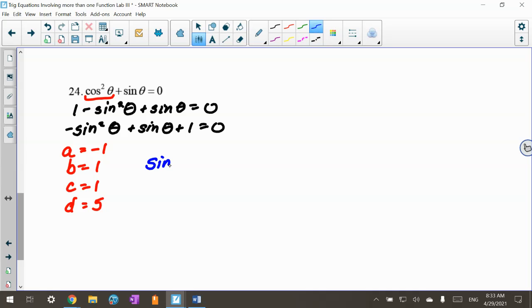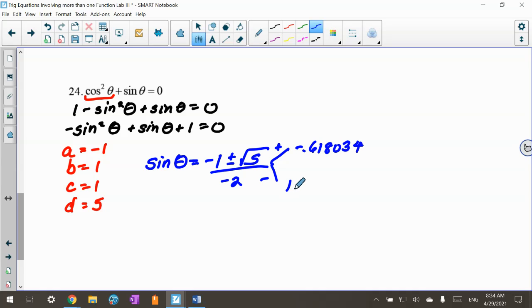So I'm going to do sine theta equals negative B plus or minus radical 5 all over 2A. Then I'm going to do the plus and minus. When I put the plus in my calculator, I get negative 0.618034. When I put the negative in my calculator, I get 1.61803. Well, I'm going to do this one right here because I know that if I put inverse sine of 1.61803 in my calculator, it's going to be error or empty set, because remember, sine and cosine have values between 1 and negative 1, including those.